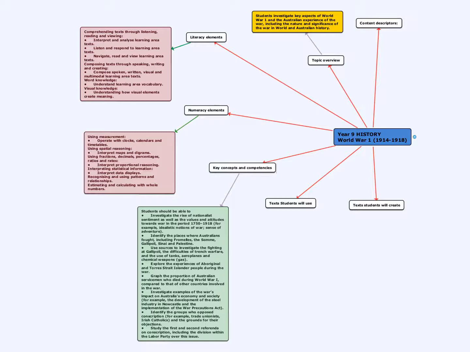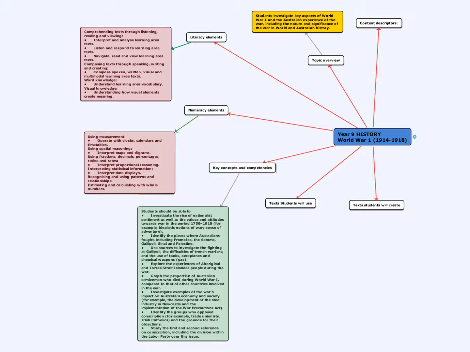The numeracy elements will have students using measurement, operating clocks, calendars and timetables, using spatial reasoning, interpreting maps and diagrams, recognizing and using patterns and relationships, and estimating and calculating whole numbers.